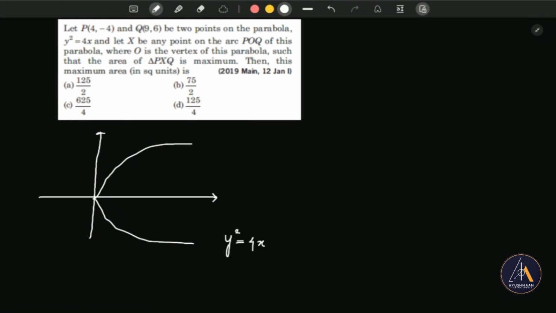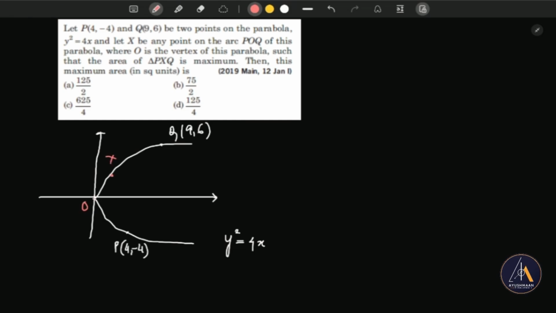Now what we are given is, let X be any point on the arc POQ of this parabola. Let P point be (4, −4), so this is in the fourth quadrant. P is (4, −4) and Q is (9, 6), so first quadrant, Q is (9, 6). Now we are given, let X be any point on the arc POQ. This point is origin. So on arc POQ, X be any point, let it be this X.